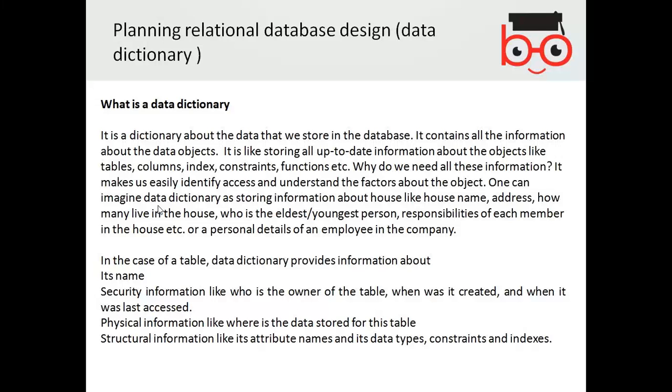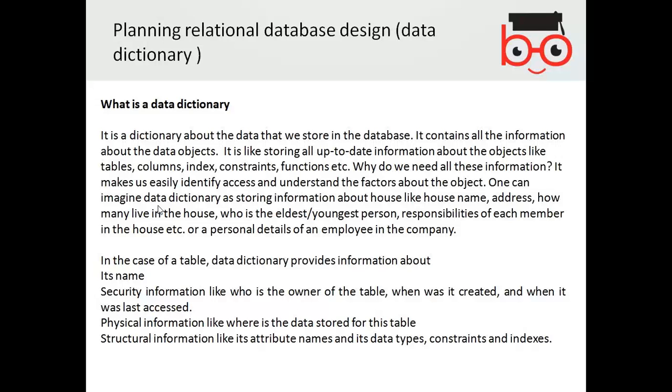Why do we need all this information? It makes it easy to identify, access, and understand the facts about the object. One can imagine the data dictionary as storing information about houses: house name, address, how many people live in the house, who is the eldest, youngest person, responsibilities of each member in the house, personal details of employees in the company.